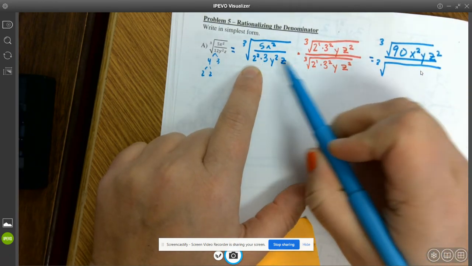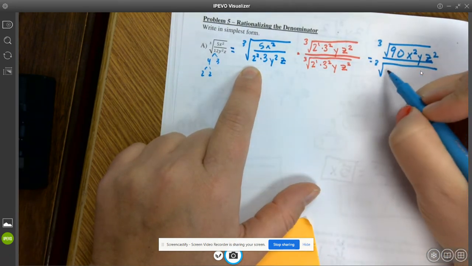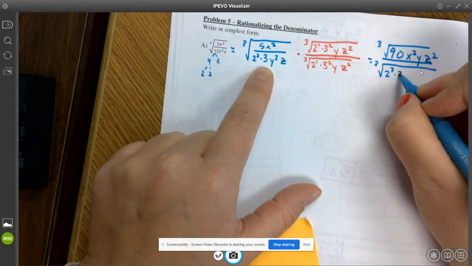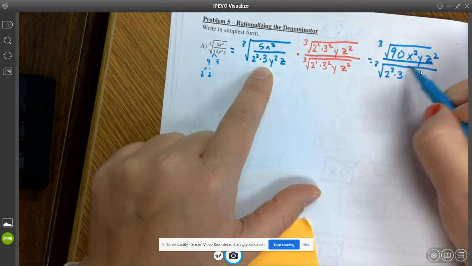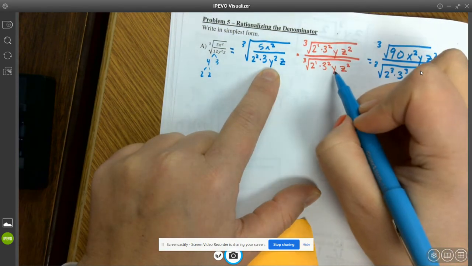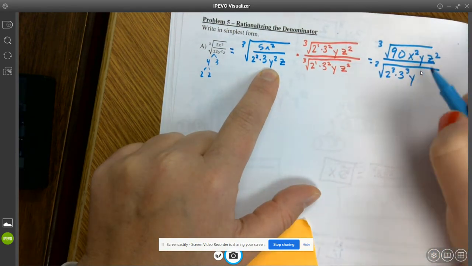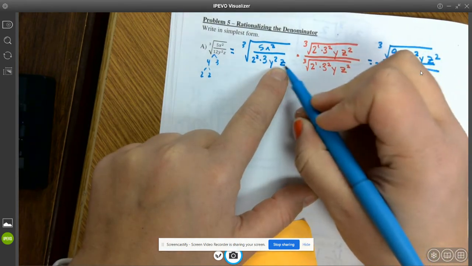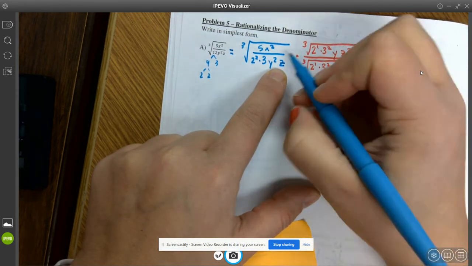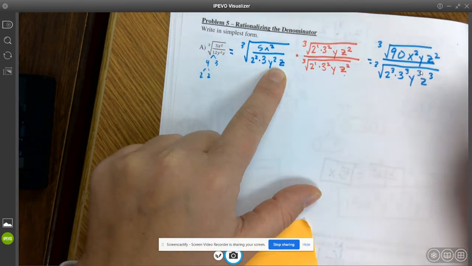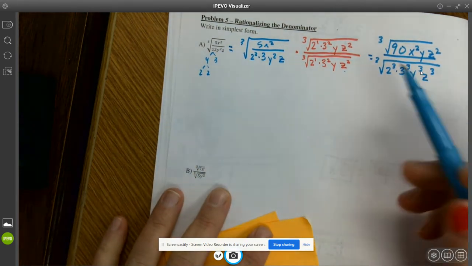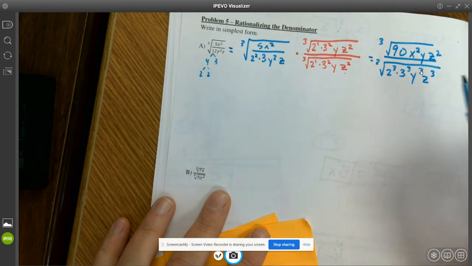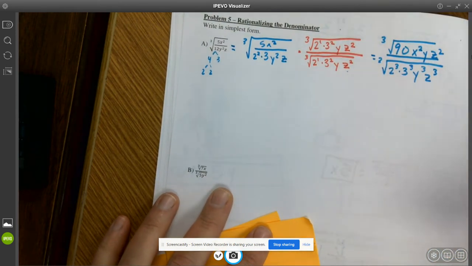So my base here is 2. I have 2, 3. My base here is 3. I have 1, 2, 3. My base here is y. I have 2, 3. My base here is z. I have 1, 2, 3. And the only reason I did that is so I can make sure that I multiplied this by the correct number, because now all of these have a group of 3 with it.